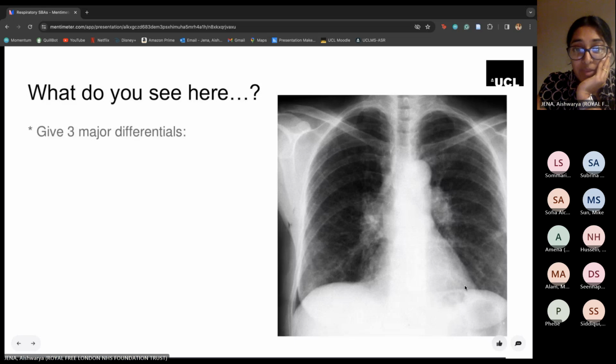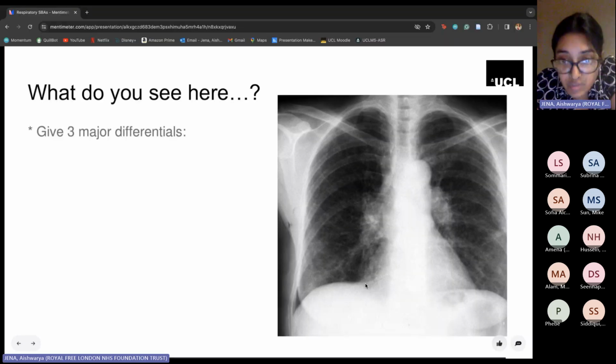Anyone else want to make a guess? Bilateral hilar lymphadenopathy, that is correct. So that is here. Hyperexpanded lung fields, maybe a little. With hyperexpanded lung fields, you might also expect slight flattening of the diaphragm, which seems pretty intact here. But what you can see is bilateral hilar lymphadenopathy. So that is what that looks like.